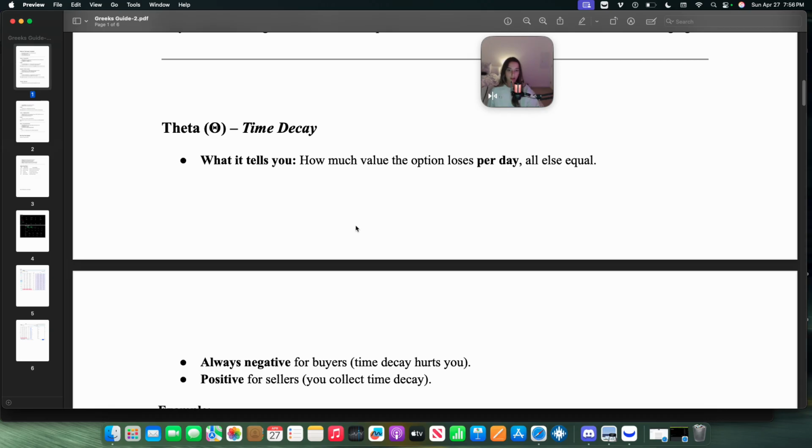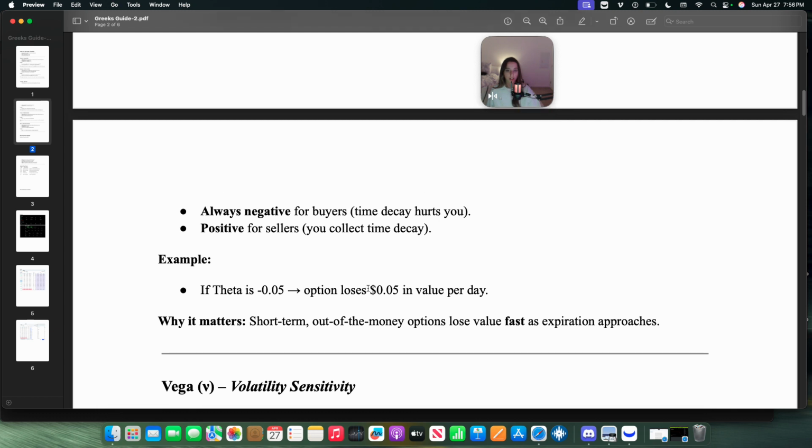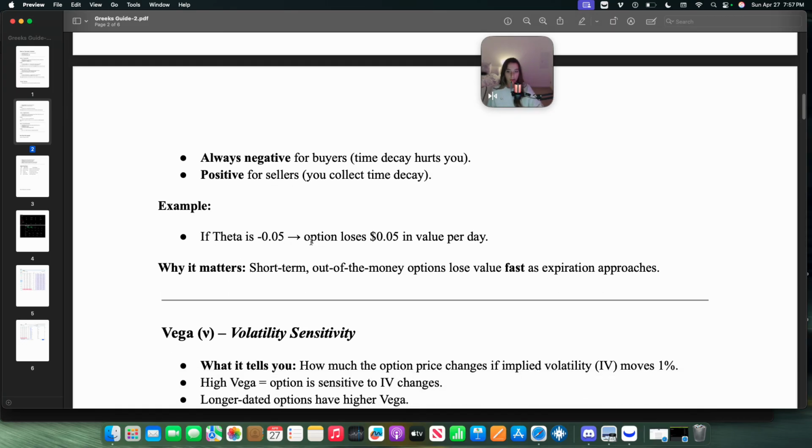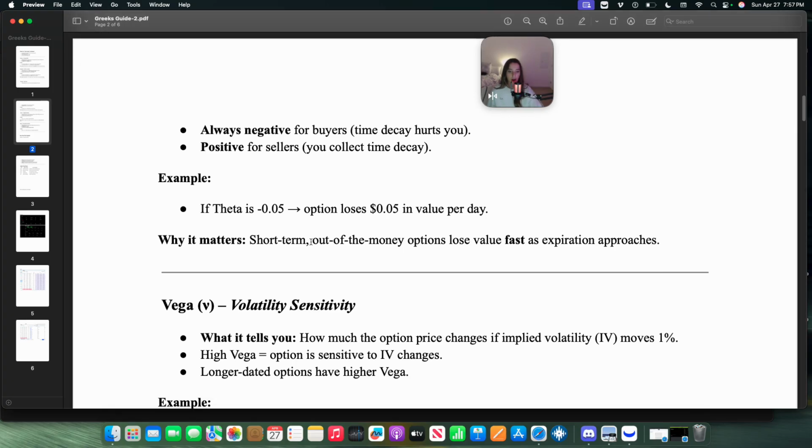It tells you how much value the option loses per day, all else equal. So it's always negative for buyers. If you're buying any sort of contract, calls or puts, time decay will hurt you. Positive for sellers, you collect time decay. So not for us, I don't teach selling contracts, but you know what I mean. Let's say theta is negative 0.05, the option will lose $0.05 in value per day. Short-term out-of-the-money options lose value fast as expiration approaches. That's why you always hear people say zero-dated contracts are most volatile, because they expire on the day you're purchasing them.